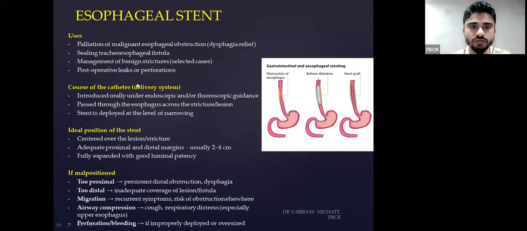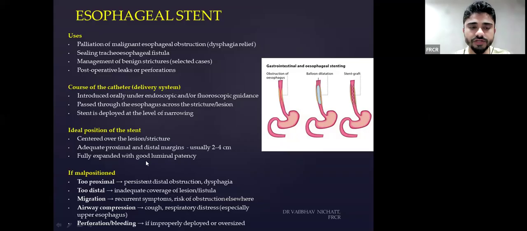The esophageal stent is introduced under endoscopic or fluoroscopic guidance, passes through the esophagus across the stricture or lesion, and the stent is deployed at the level of narrowing. You should know that the middle portion of the stent should be at the point of maximum narrowing or stenosis. The ideal position is centered over the lesion or stricture. Adequate proximal and distal coverage should be there, and it should be fully expanded to give good luminal patency.